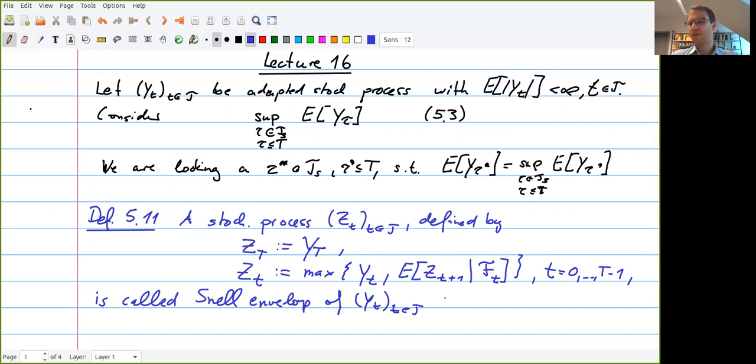Even if I did not make it explicit here, it's a Snell envelope with respect to the measure P, because the expected value here is taken with respect to the measure P. I'm not making the dependence on P explicit in the definition of Z, but in the case of American options, you will see we want, of course, to use the martingale measures as a reference and not the underlying measure P. But for the general theory, this does not make any difference. All right, so this is what we call a Snell envelope.